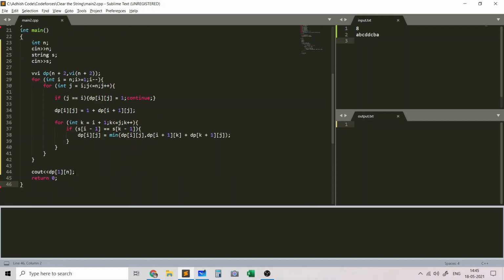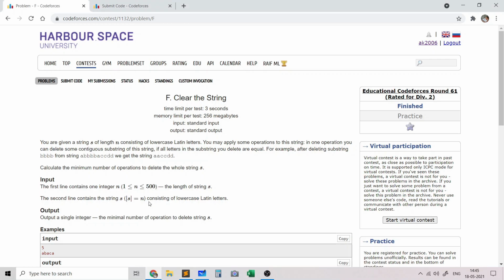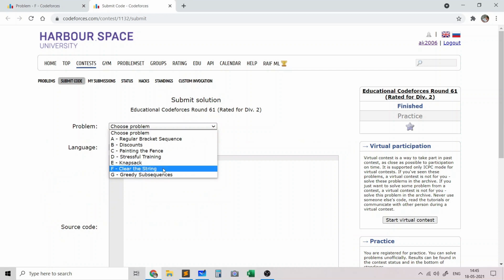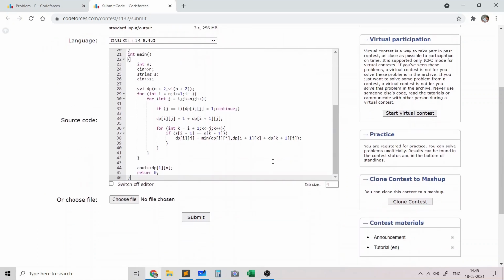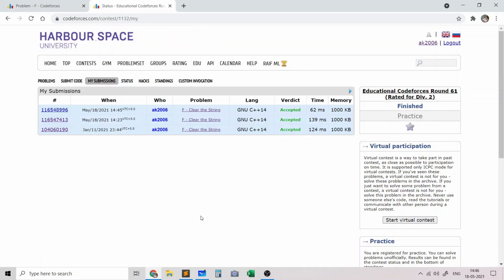So now that we have printed the final value of dp of 1 to n, let's just submit this code to see that it gets accepted. As you could see, my code got accepted.